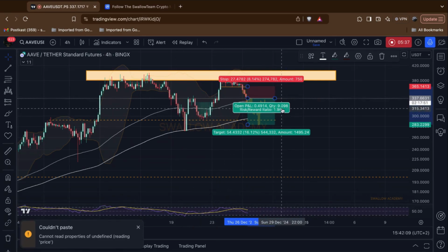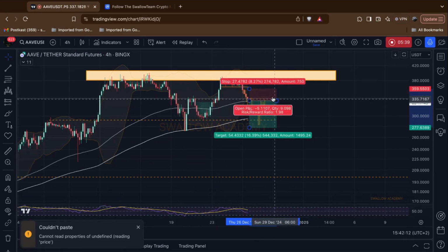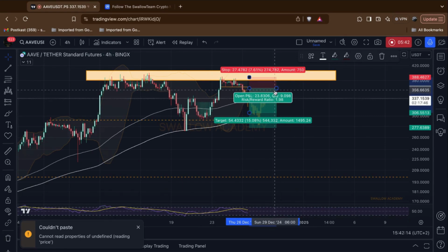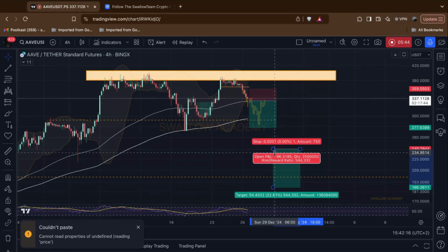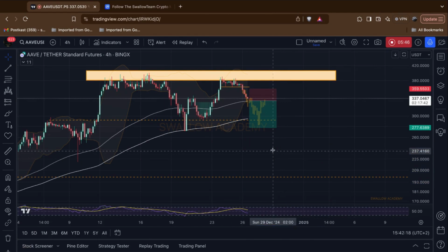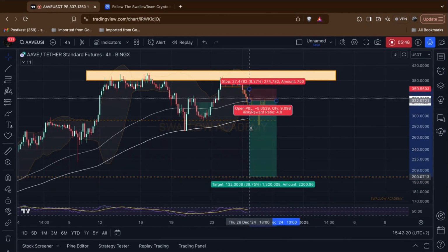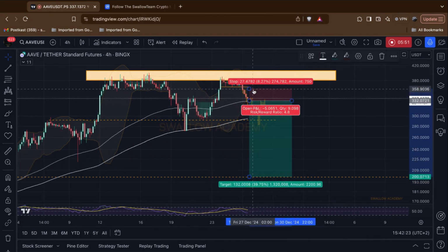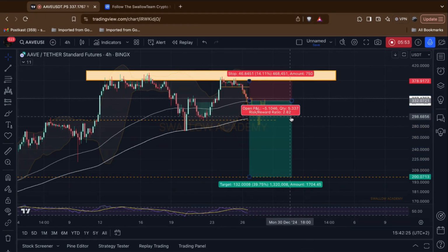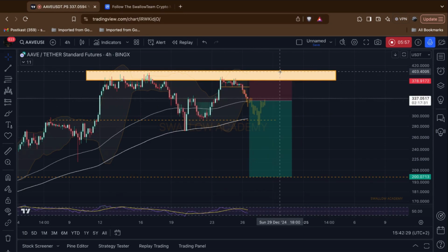And once again, if we see a break from this zone here, then we will just go for this kind of scenario here. But if we just go for a liquidity grab, then of course a retest to the upper zones and a possible breakout from the current resistance zone. So this is it for the Aave coin. First target is 14 to 15% from the current market price. So let's see how fast we'll reach it.